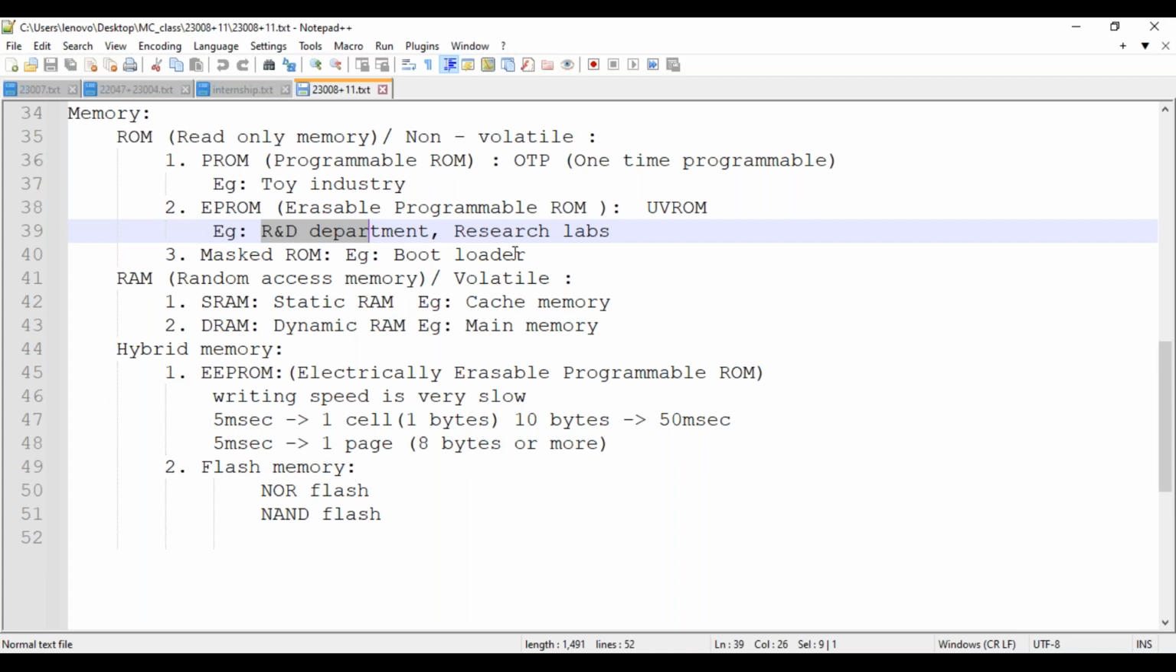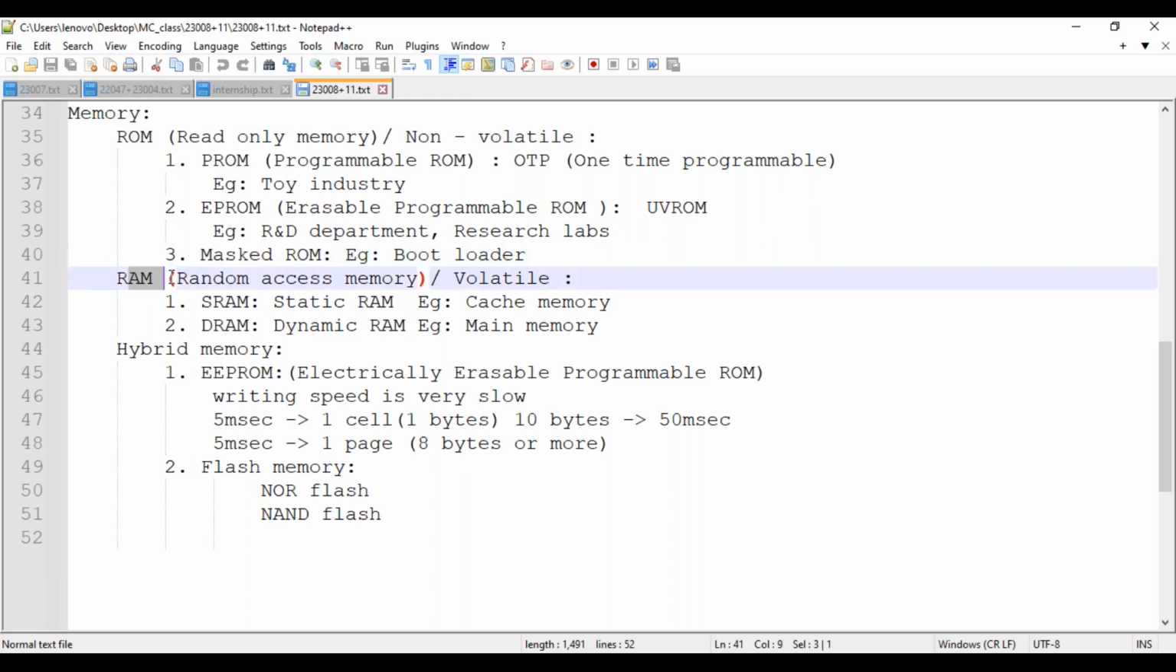And then we have masked ROM, which is MROM. After it has been manufactured, you will not be allowed to write into that memory. The bootloader is one such case, where it is written on the masked ROM, and you should not be allowed to change any contents written in the masked ROM.